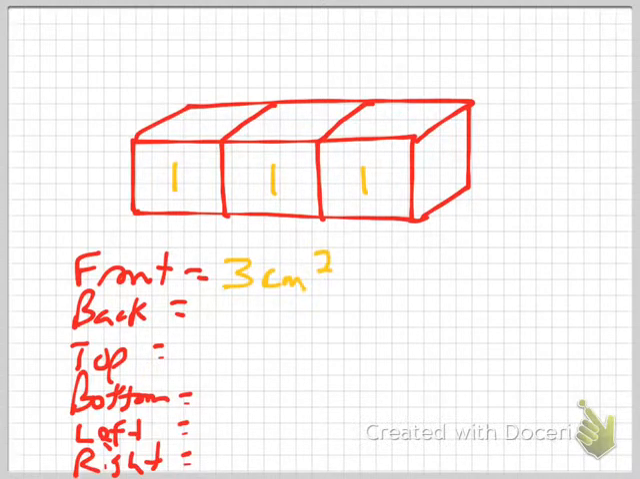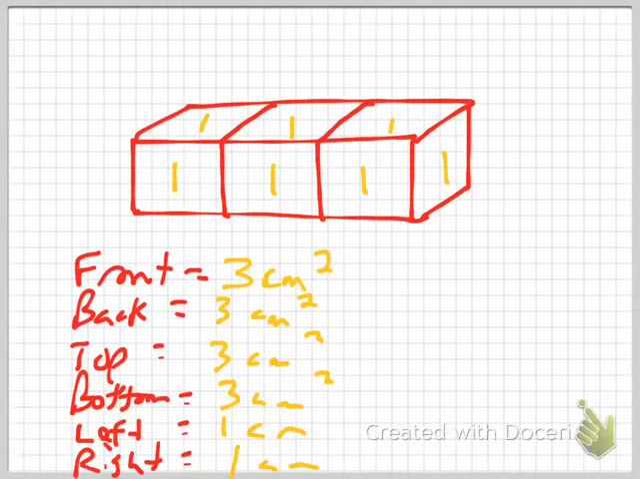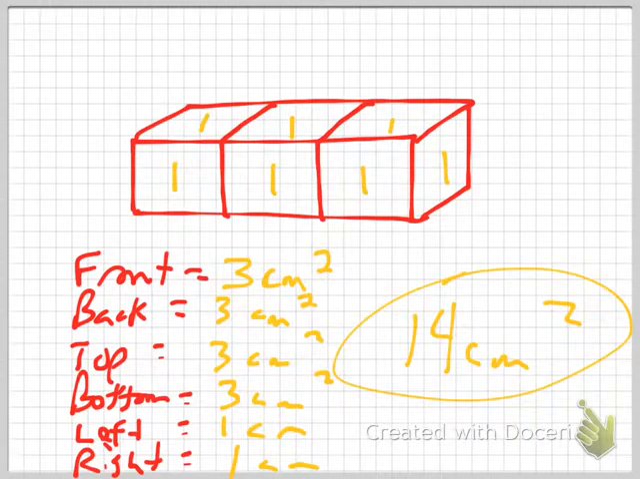Yes? What's the back then? What would the top be? The bottom? What about the left? 1, right? And the right is 1. Add them all up. What do I got? 14 squared centimeters. Does that make sense? Okay. Do number 3 there.